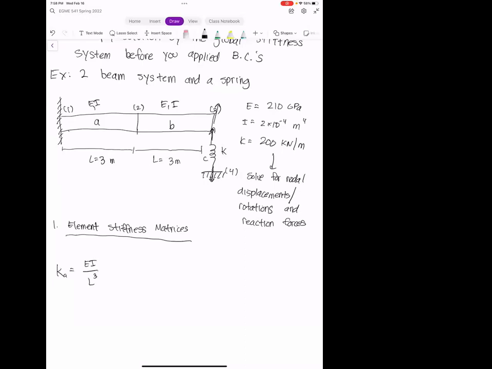divided by L cubed multiplied by 12, 6L, minus 12, 6L, 6L, 4L squared, minus 6L, 2L squared, minus 12, minus 6L, 12, minus 6L, 6L, 2L squared, minus 6L, 4L squared. As you can clearly tell, I have not memorized this, and so I'm kind of reading that off my notes as well. These things are hard to remember.